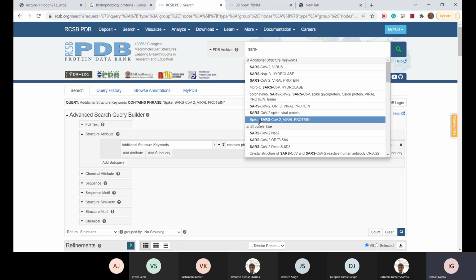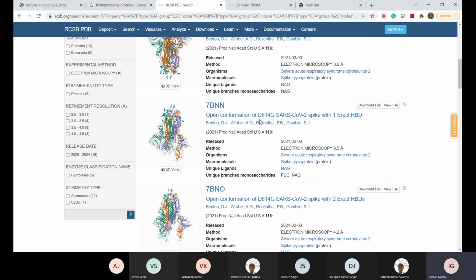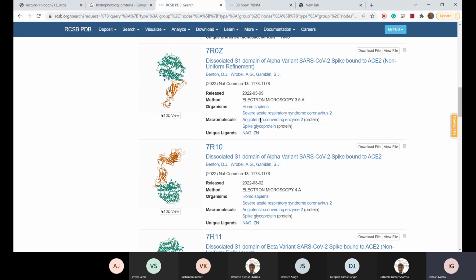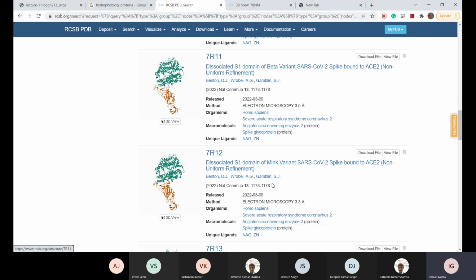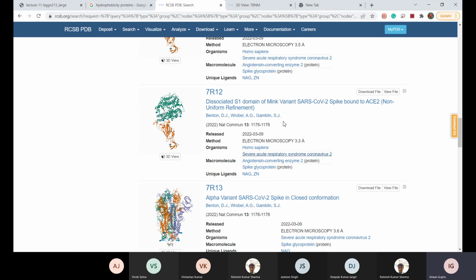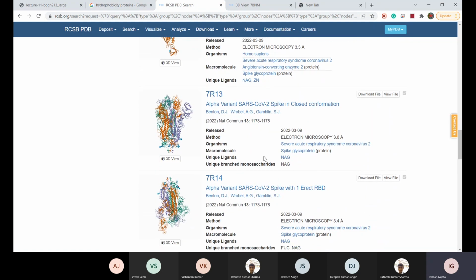All right. So when you click on it, it's going to give you all these different structures. The same protein has been solved multiple times, right? Sometimes it is the alpha variant, sometimes the beta variant, sometimes the mink variant. Mink basically is, in Scandinavia, you had a lot of these minks, mammals which are used for making expensive fur coats. They had an outbreak of the virus, right? So you have different conformations.